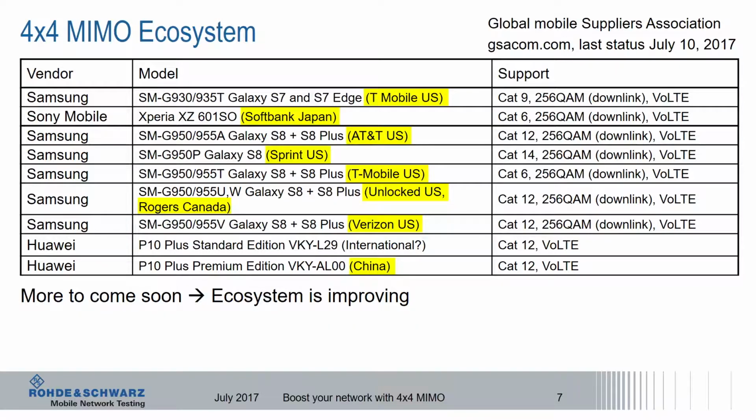If UEs were the blocking point for the ecosystem, it's important to talk about it. What 4x4 MIMO devices are existing today? This is an abstract here from the database of the Global Mobile Suppliers Association. And if you filter the database for the feature 4x4 MIMO and for the form factor phone, you will get exactly this list. So the first 2 entries, the Samsung S7s and the Sony Mobile, are in the list since end of 2016 when T-Mobile US first commercially launched 4x4 MIMO.